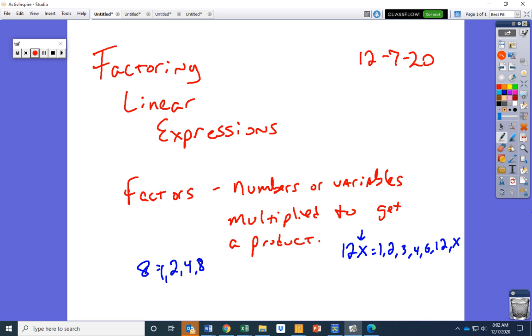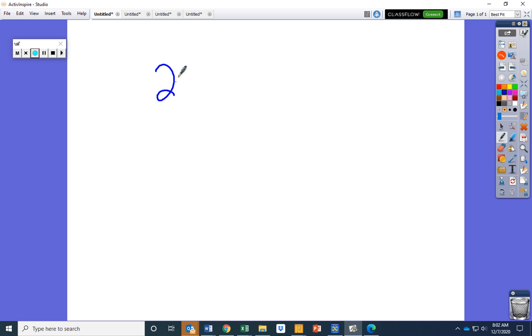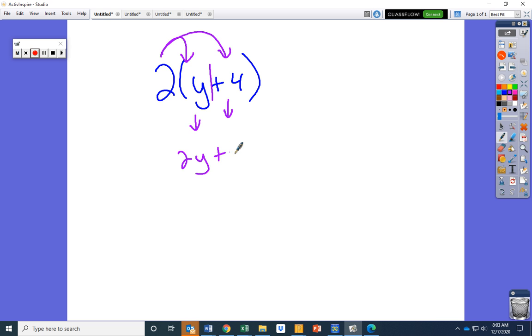Now let's think back. If I have something like this, what do I do to get rid of these parentheses? Does anybody remember what that's called? Austin? Good. The distributive property, okay? So I basically multiply 2 times y, and 2 times 4, which is what? Positive 8. Okay. So what we're going to do today is take this and do the reverse. We're going to turn it into something like this. Okay?